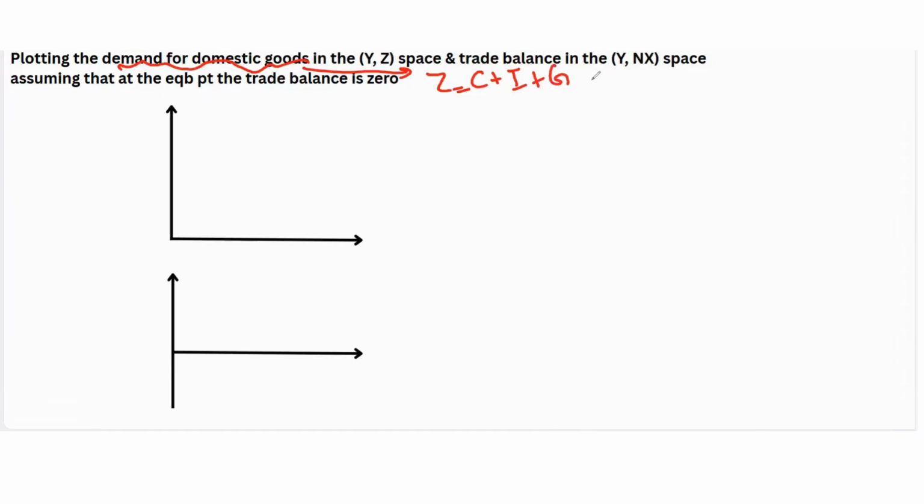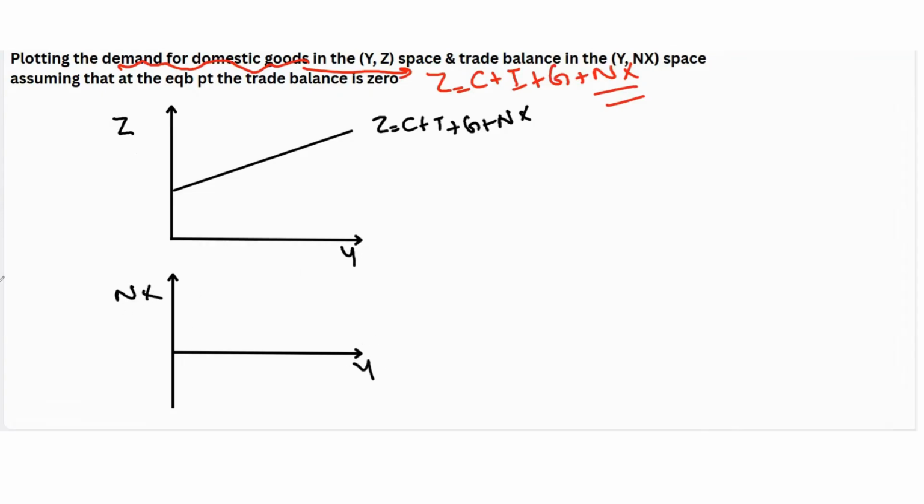This is what we plotted in a closed economy. Now we have to add net exports to it. So we want to plot this: Z equals C plus I plus G plus NX. Sorry, this is vertical Z, this is Y, this is NX, and this is Y.